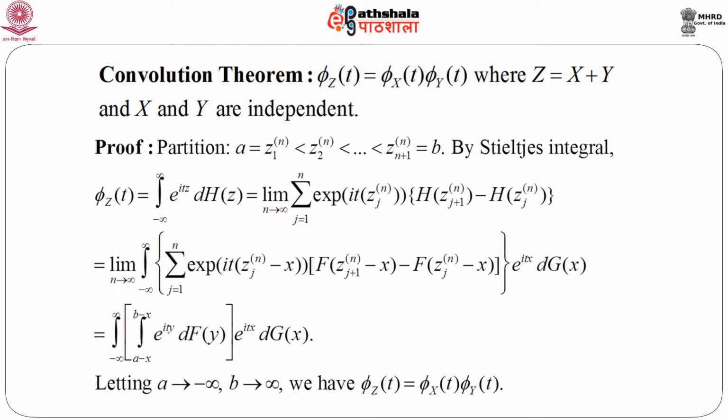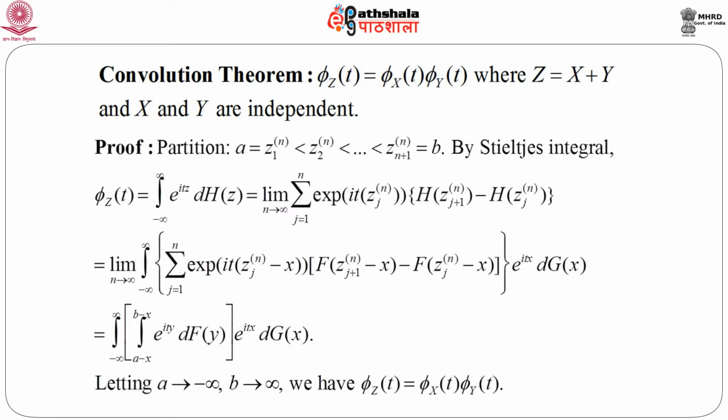This is just by the definition of the Stieltjes integral, which equals, we can immediately write, the summation of the quantity F(z_j^(n) minus x), and we integrate this entire quantity by e to the power itx dG(x). That means basically we are introducing this x inside. We multiply this quantity by e to the power minus itx, and we adjust it with e to the power itx. And what is this x? X should run for every x belonging to the real line.